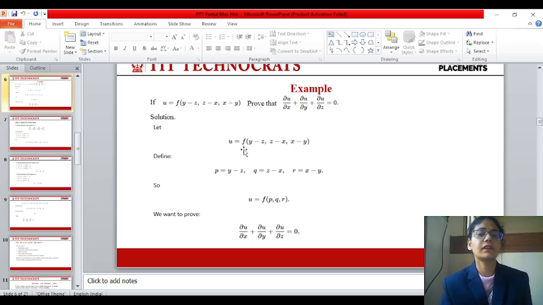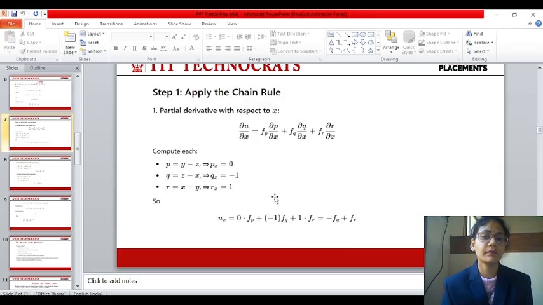So what we will do here, let us consider that y minus z is p, z minus x is q, and x minus y is r. So u will be a function of p, q and r, and we have to prove that ∂u/∂x + ∂u/∂y + ∂u/∂z = 0. So we will apply the chain rule here.